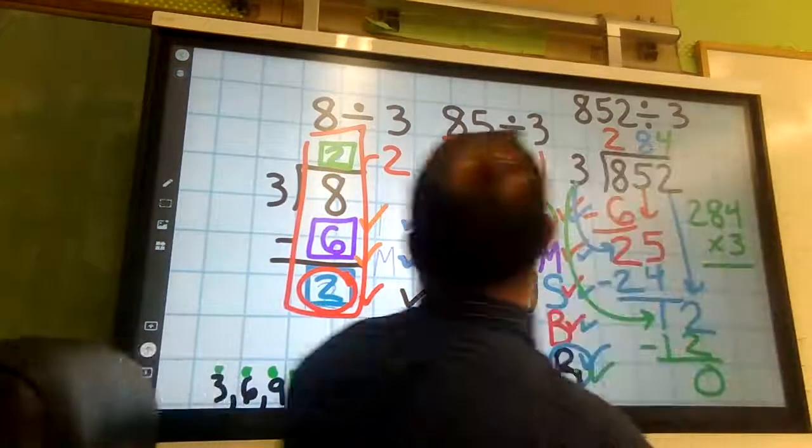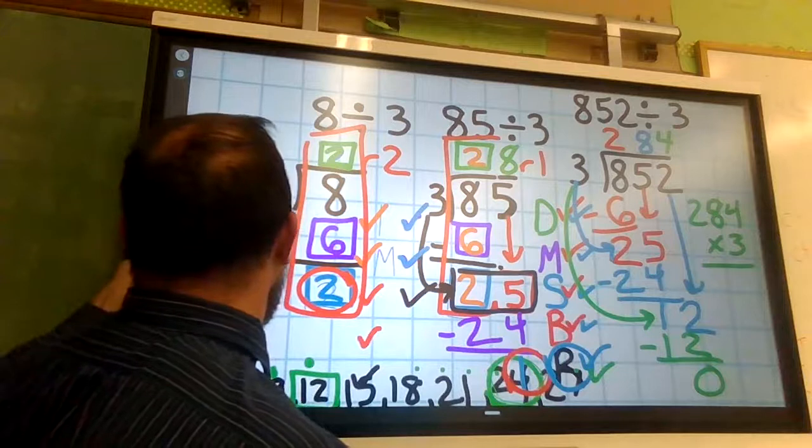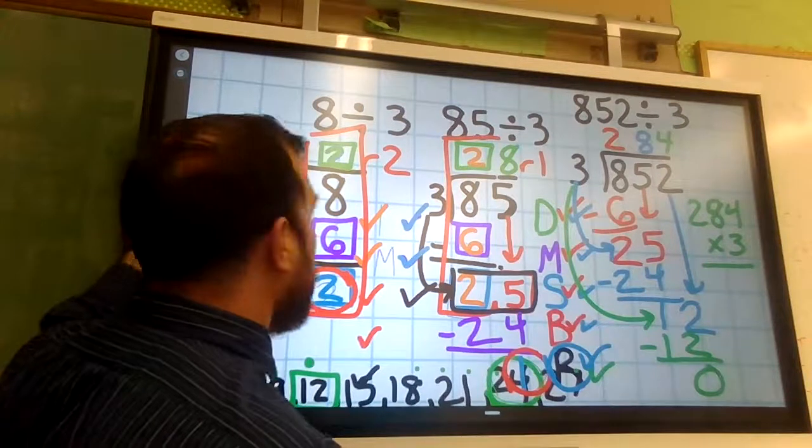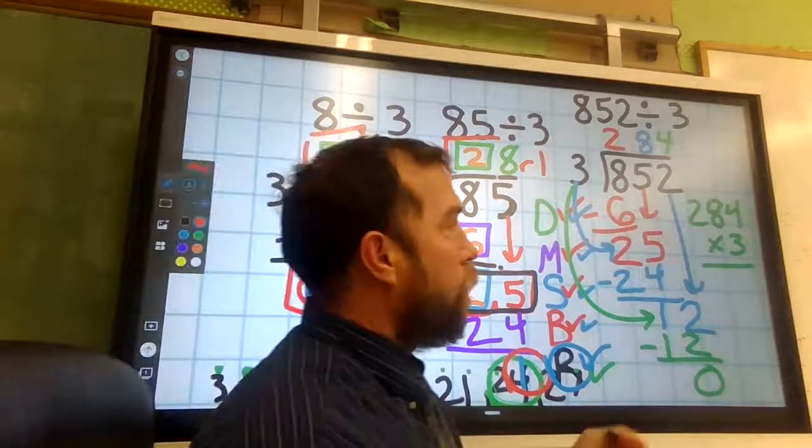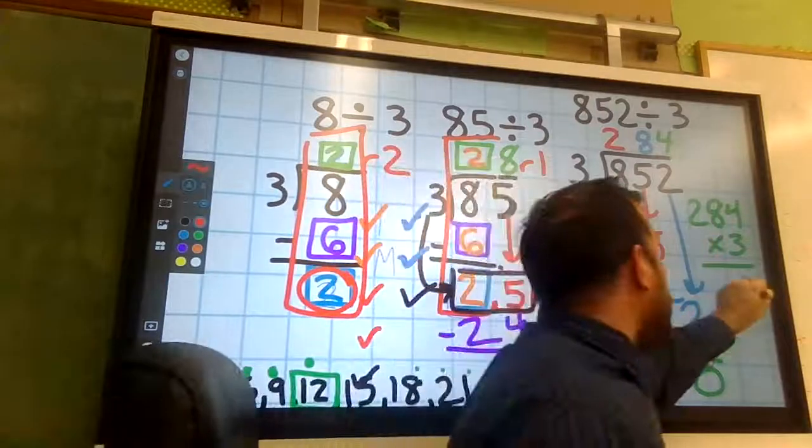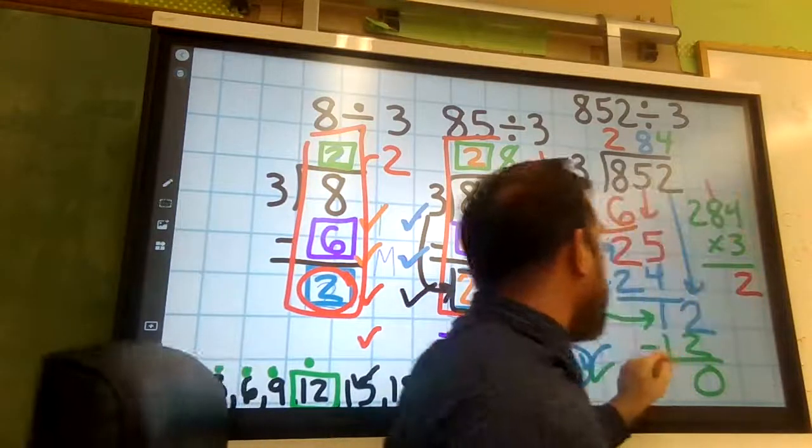That should get me right back where I started. I'll pick a different color. Go back to red. 4 times 3, there's my 12. That's the one that's right here.